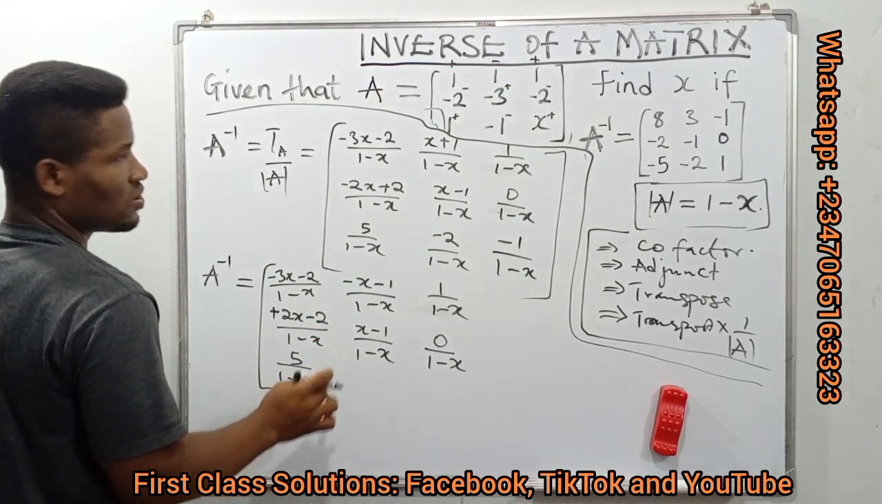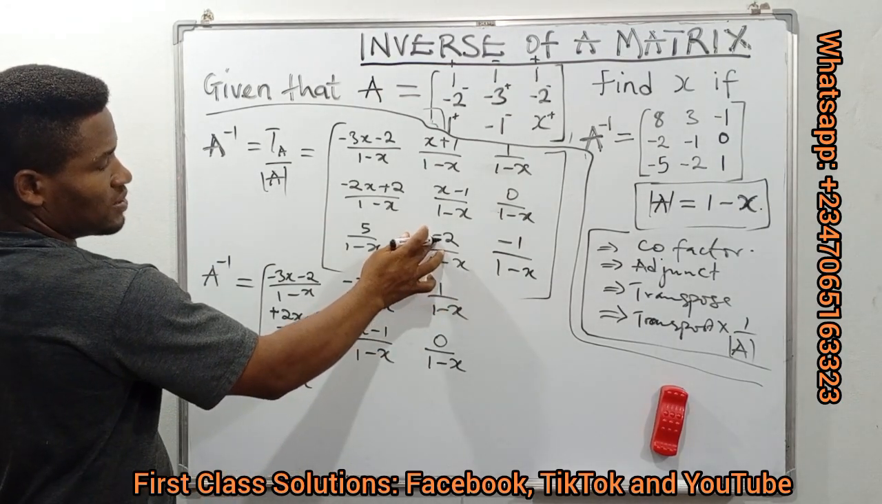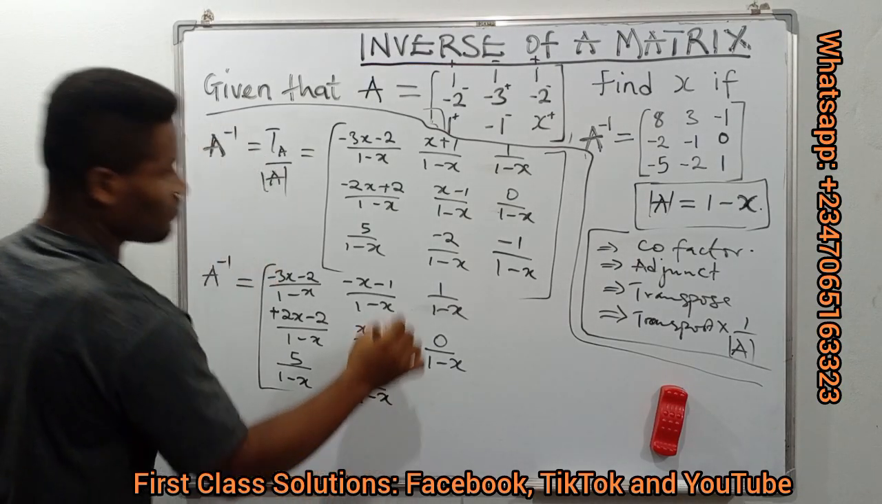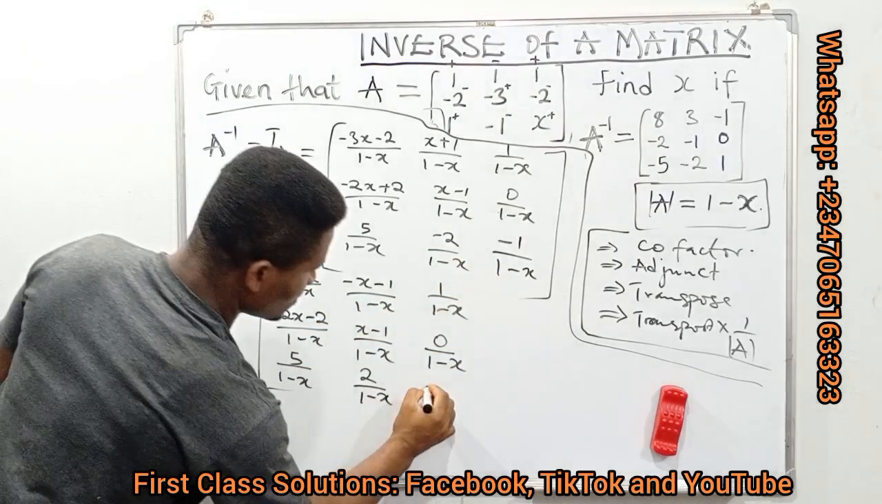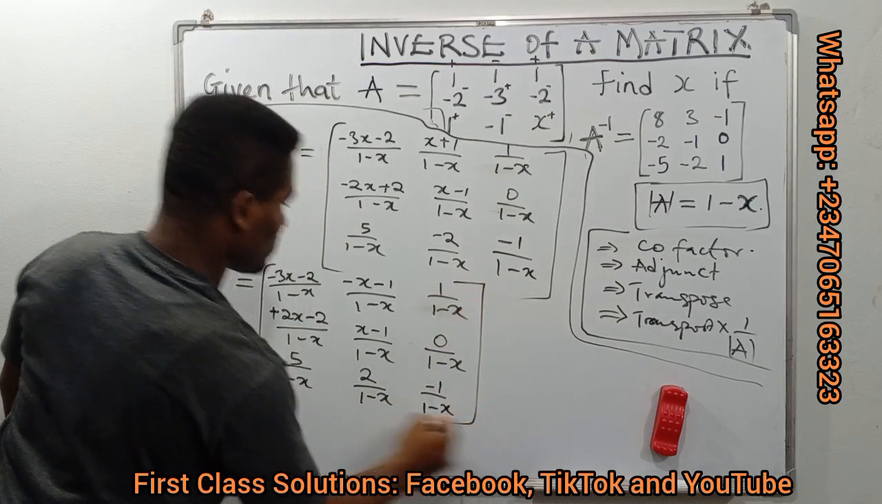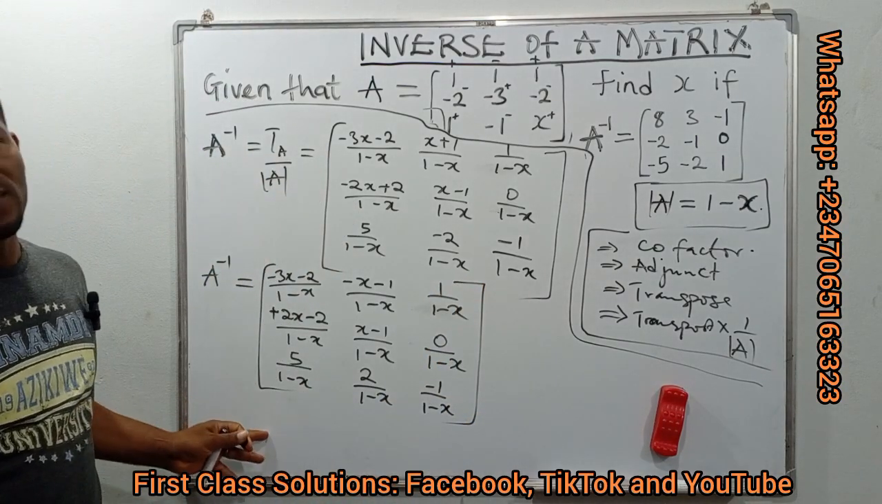Here minus, it is expected that once it's minus, it will multiply this to become plus. So we have 2 over 1 minus x. Here is plus. It will not change. We still have our minus 1 all over 1 minus x. So this is the inverse of the matrix.